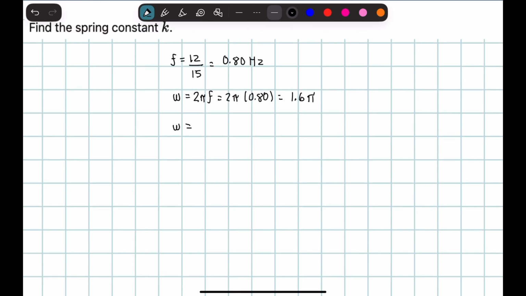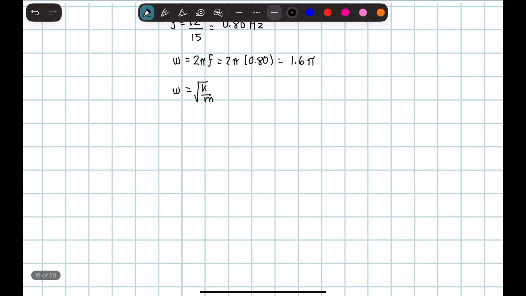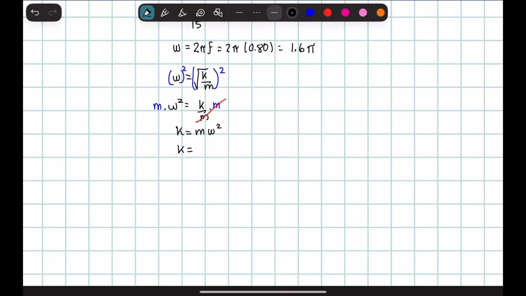Now, using omega is equal to the root of k over m, by solving for k, we can square both sides. We're left with omega squared equals k over m. Multiplying both sides by m, we're left with k is equal to m times omega squared. Plugging in our values, we have k is equal to 0.80 times (1.6 pi) squared, and k will approximately be 20.2 newtons per meter.